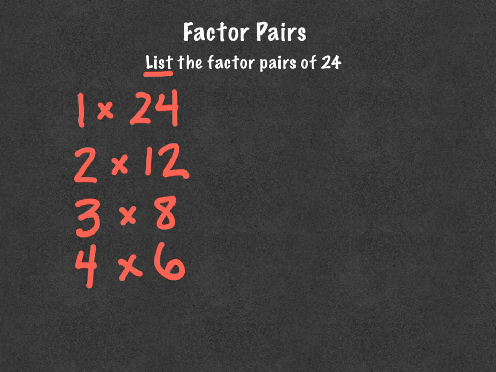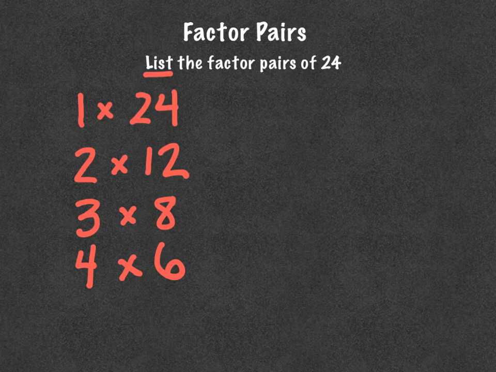And then I think in my head, okay, can 5 go into 24? No, it can't. And we know already over here that 6 can go into 24. So we've already kind of met in the middle. So for the number 24, we have 4 sets of numbers here, 4 pairs that are going to equal 24. So we have a total of 1, 2, 3, 4, 5, 6, 7, 8 factors that go into 24, okay?